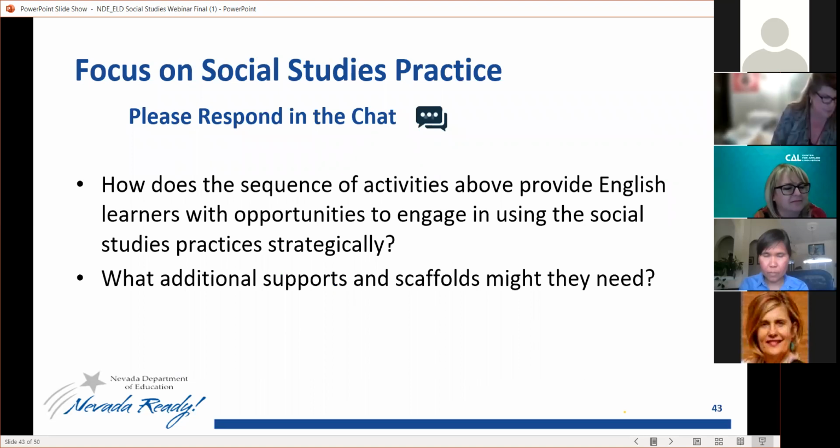Focus on social studies practices. This is where we wrap it up. How does the sequence of activities above provide English learners with opportunities to engage in the social studies practices strategically? So remember, the practices are: 1, create a compelling question; 2, create supporting questions; 3, gather information, build background knowledge; 4, use evidence. That would have been out of your article. 5, communicate, argue, critique; and 6, take it to the next level so that the students can take action.